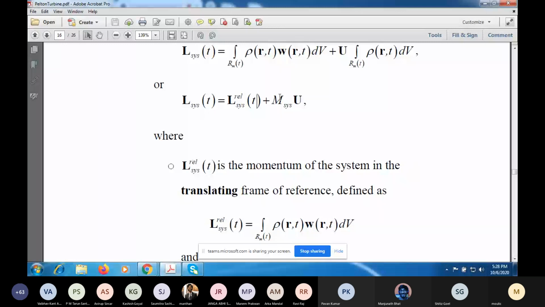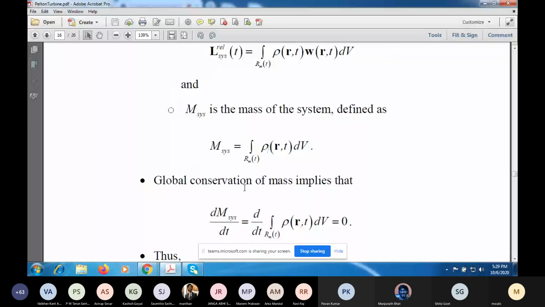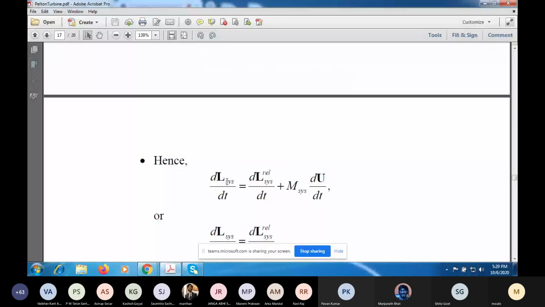But the other thing is that if you apply global conservation of mass, then d/dt of M system will be 0. So M system is a constant. So d/dt of L system, the linear momentum of the system, the absolute momentum, is the rate of change of the relative momentum plus M system times dU/dt.